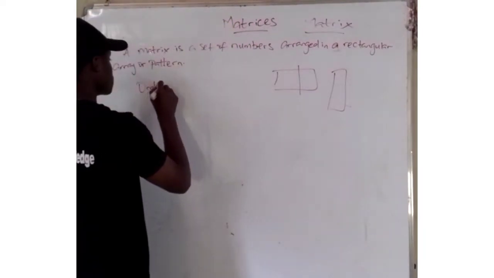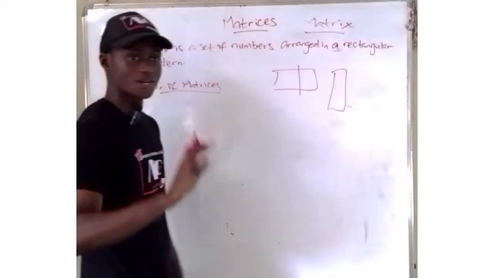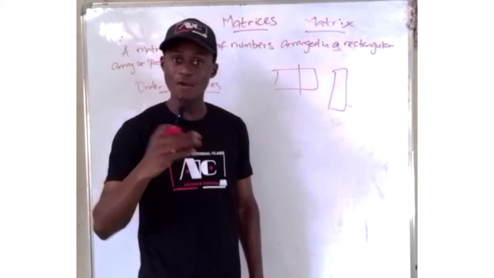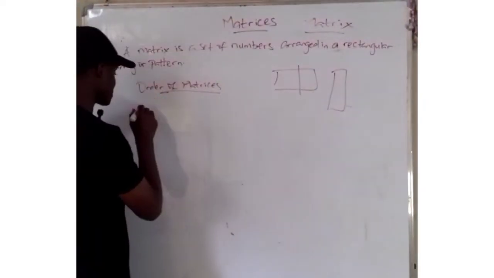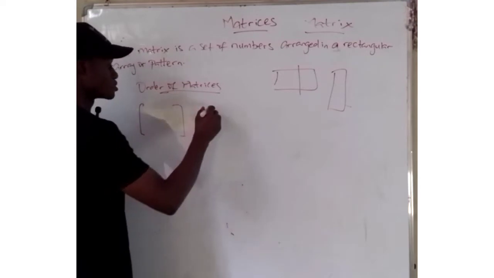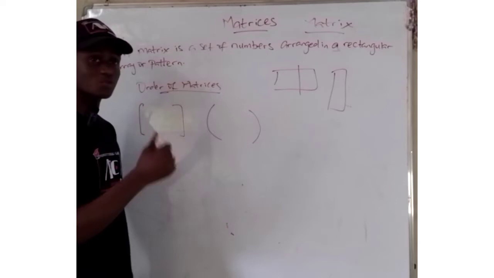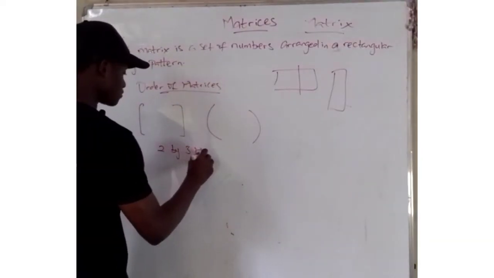Now, before we go ahead, we will be studying the order of matrices. I want to talk about the order of matrices. It simply tells us how the numbers are arranged, in what array they have in that box. We have this kind of box, a closed box like this. Meanwhile, some other people use a closed bracket like this to represent matrices.